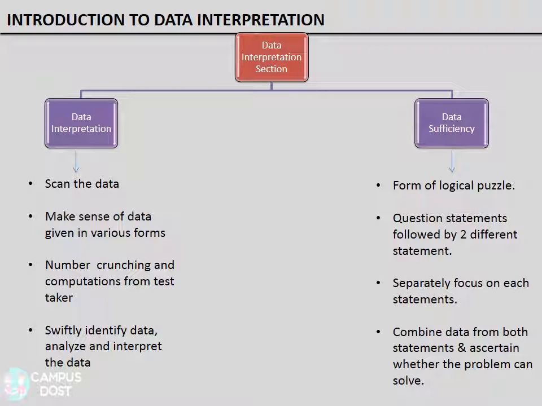Next is data sufficiency. Data sufficiency problems usually take the form of a logical puzzle and are in the form of a question followed by two statements. You need to answer whether you can solve the problem using the statements individually or using both, or whether you cannot solve the problem, and then pretend like the other statement does not exist and try solving the problem again. These problems are generally tricky and I would recommend lots of practice and perhaps solving them near the end of your section after you have solved the other problems.